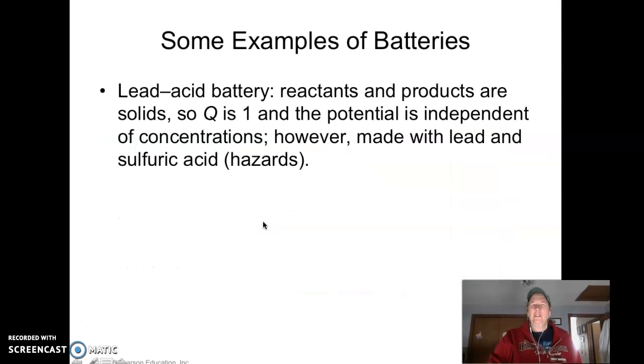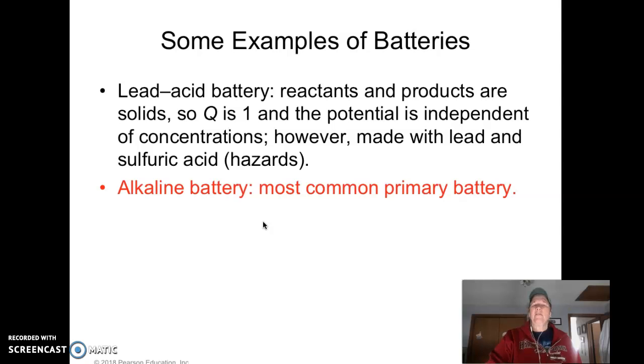Okay, and there are different kinds of batteries. We have lead acid batteries where the reactant products are solid, so the potential is independent of that, but we have to put something that works as a conductor, and it's usually sulfuric acid. If you've ever spilled battery acid, now the batteries are contained better, but sometimes they used to leak and it will destroy your clothes. Okay, we have the alkali battery, which is the most common primary battery, which we buy now, our little battery cells. Those are the most common.